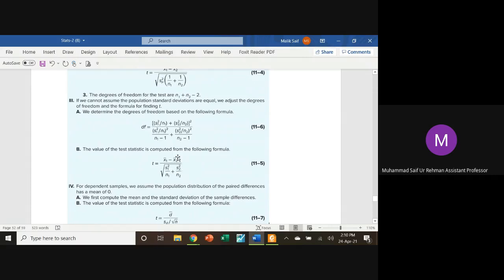And then the other case was the unequal population's standard deviations. So in that case, we use this formula. And particularly in this case, we use this formula for degree of freedom. So in our previous discussion, we used this formula to find out the degree of freedom. And I have explained that the purpose of this formula is to reduce the degree of freedom.